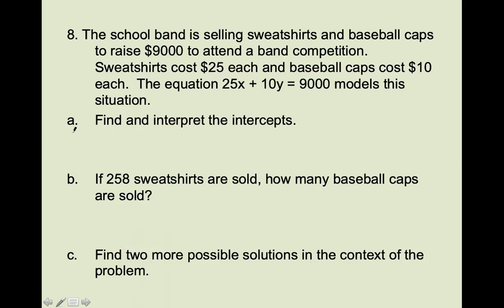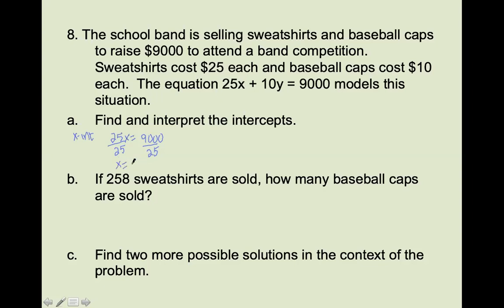So the x-intercept, remember we're going to put 0 in for y and solve for x. So that would give us 25x is equal to 9,000 because 10 times 0 is 0. Then I grab my handy calculator, and I'm doing 9,000 divided by 25, and I get x equals 360.